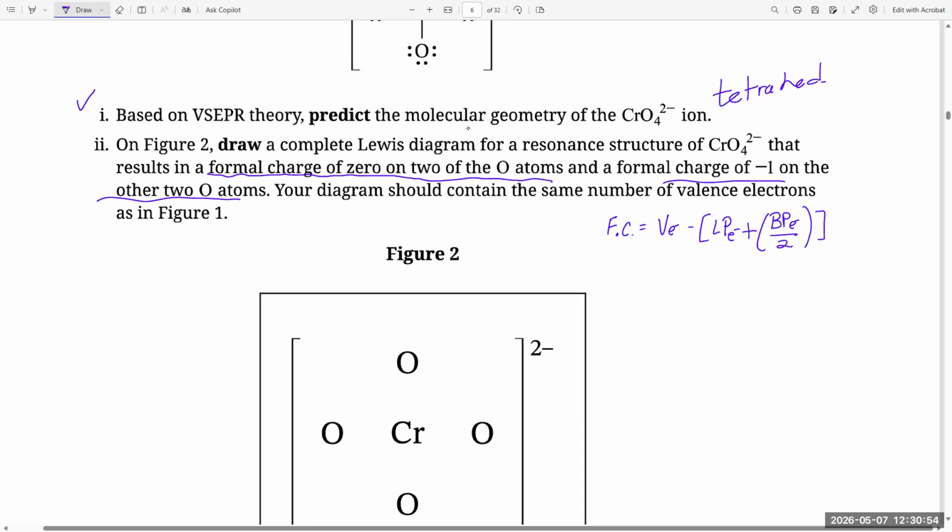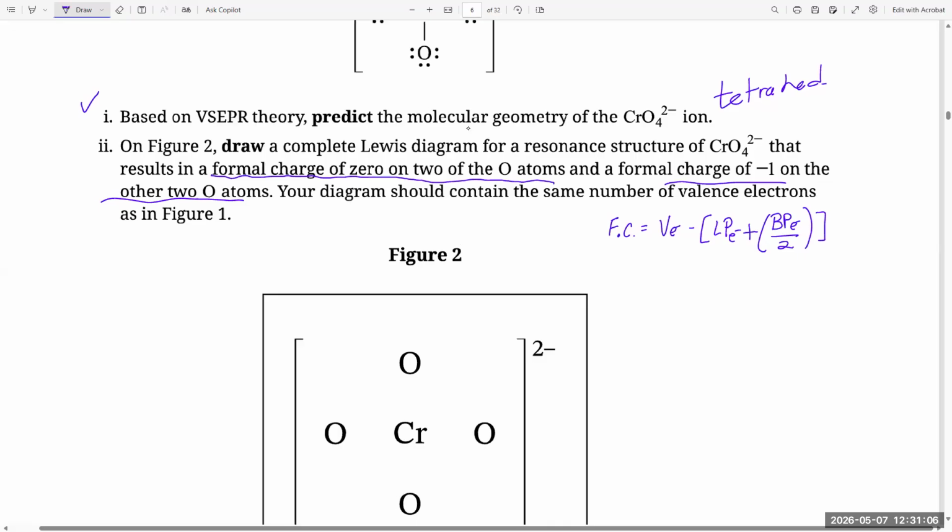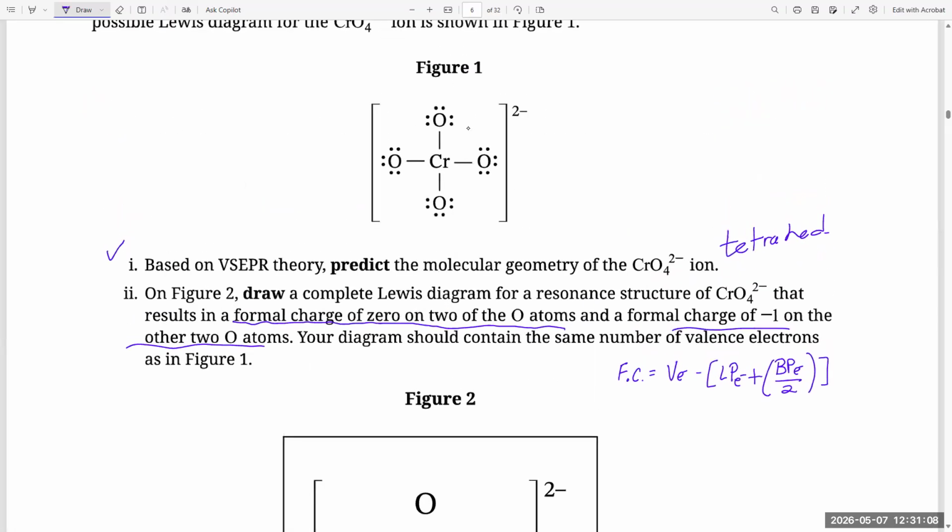And remember, for formal charges, we want to try to bring it as close to 0 as possible. But here, what they're asking you to do is figure out an alternate, possibly not the correct one. So let's take a few seconds and look at this one up here and see what the formal charge is. All the oxygens have the same formal charge because they're all identical in this case.